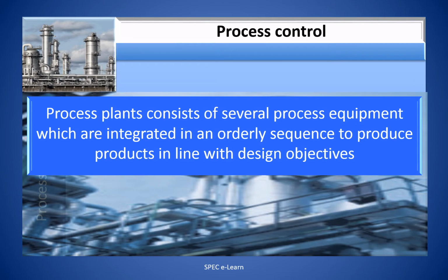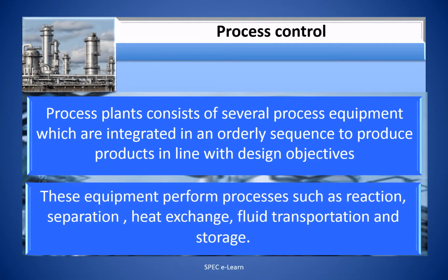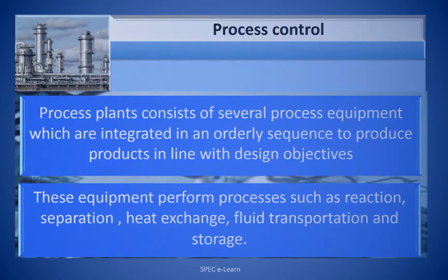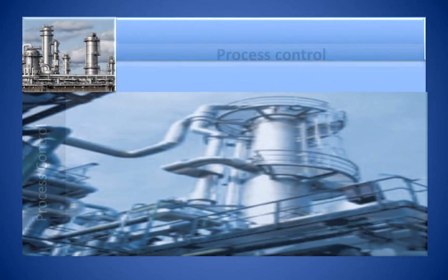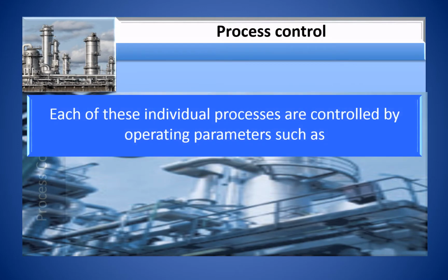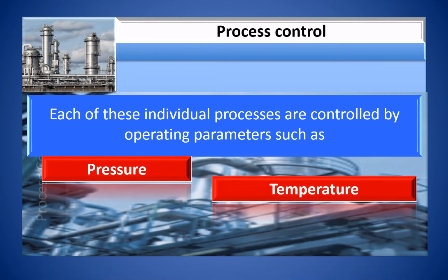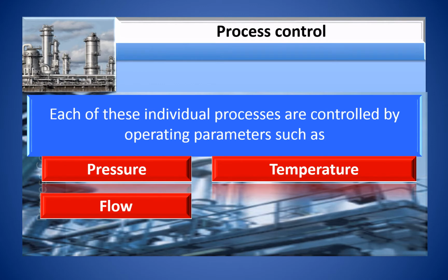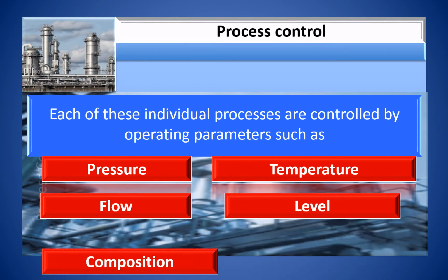Process plant consists of several process equipment which are integrated in an orderly sequence to produce products in line with the design objectives. These equipment perform processes such as reaction, separation, heat exchange, fluid transportation, and storage. Each of these individual processes are controlled by operating parameters such as pressure, temperature, flow, level, composition, etc.